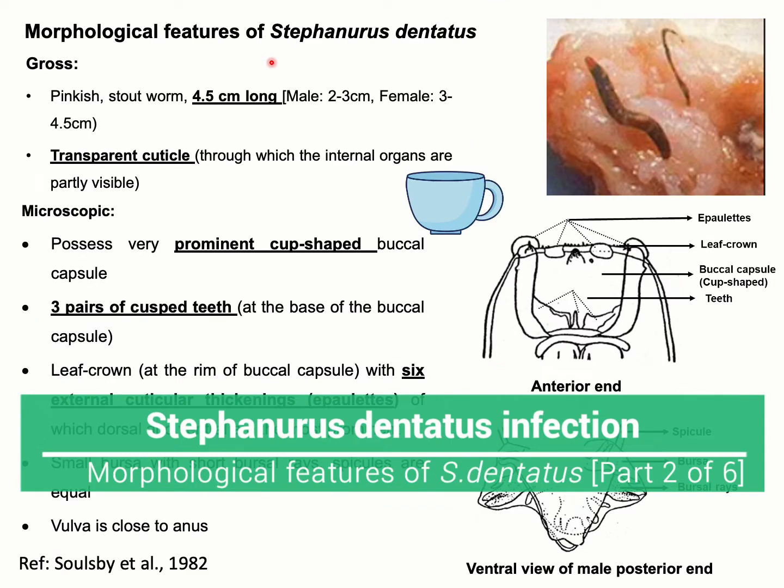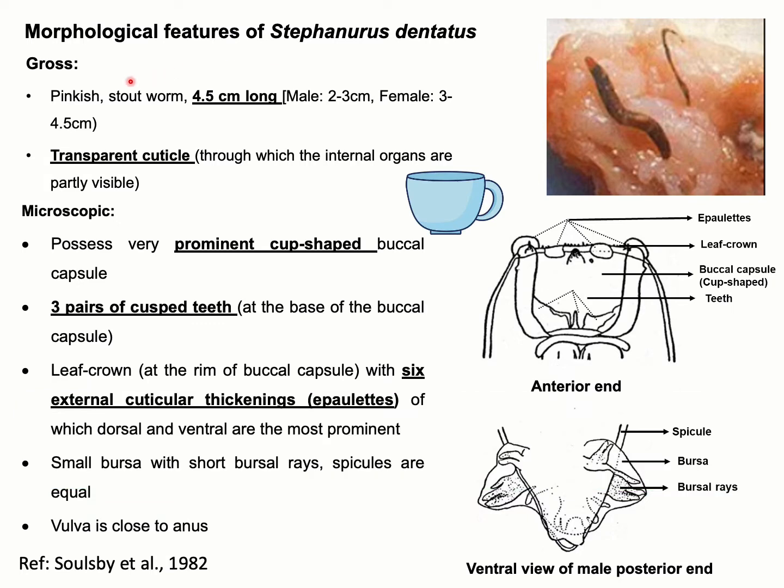Morphological features of Stephanurus dentatus, or pig kidney worm. Grossly, the parasite is pinkish in color. The size of the parasite is around 4.5 cm in length, which is slightly smaller than the size of the pig lungworm Metastrongylus apri. You know, the size of Metastrongylus apri is around 6 cm.